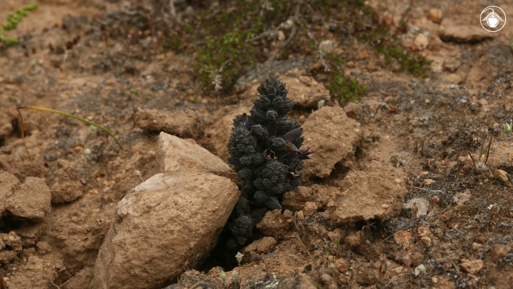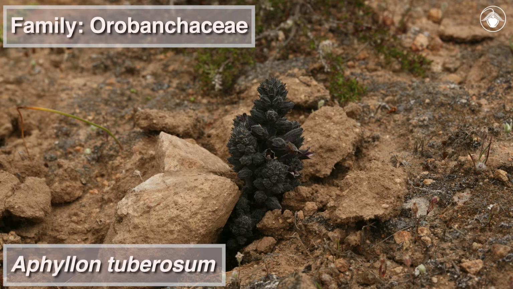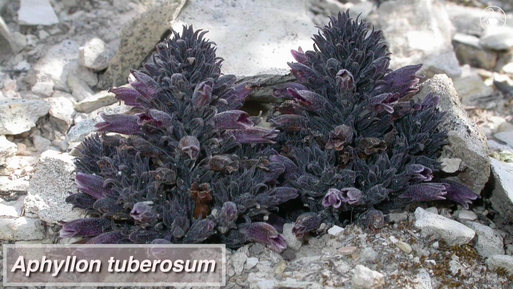Here's a fun fact. Aphyllon tuberosum, a non-photosynthetic plant in the Orobanchaceae, is an obligate root parasite on Adenostoma fasciculatum. This means that Aphyllon tuberosum gets all of its nutrients by tapping into the roots of a nearby chamise shrub.